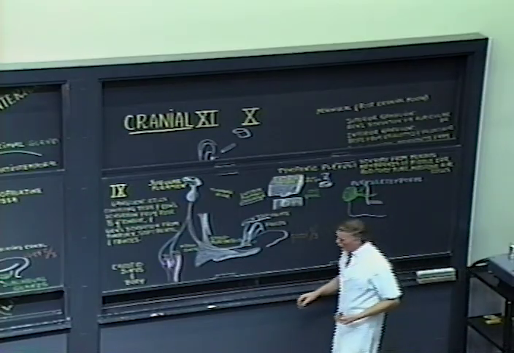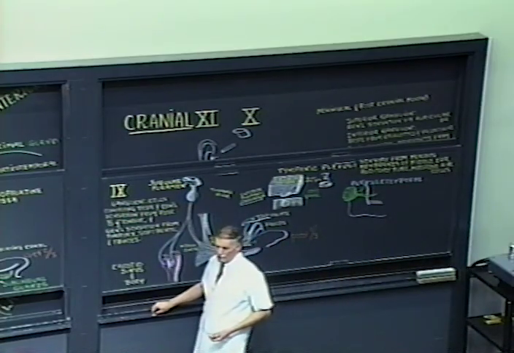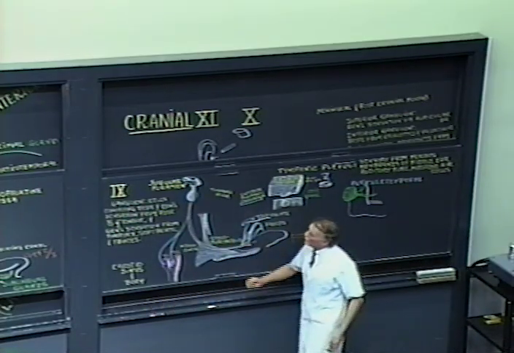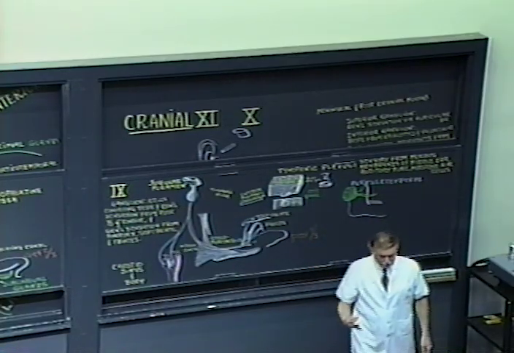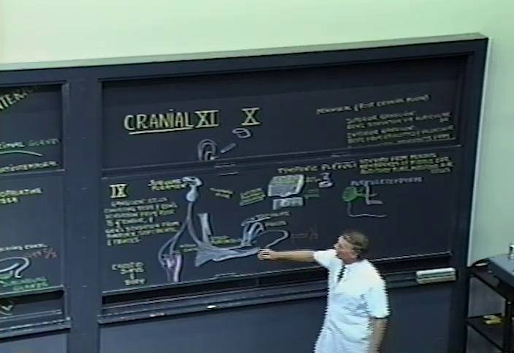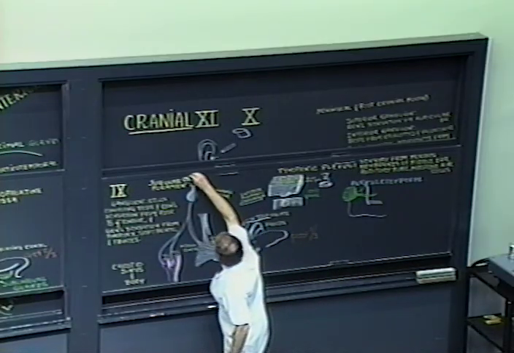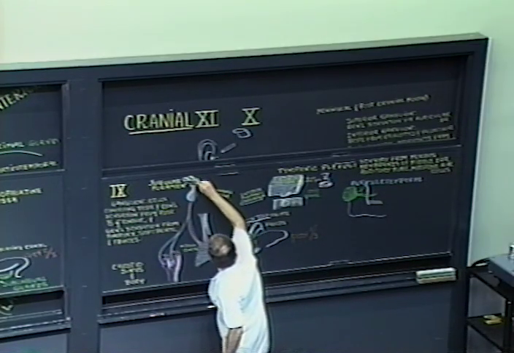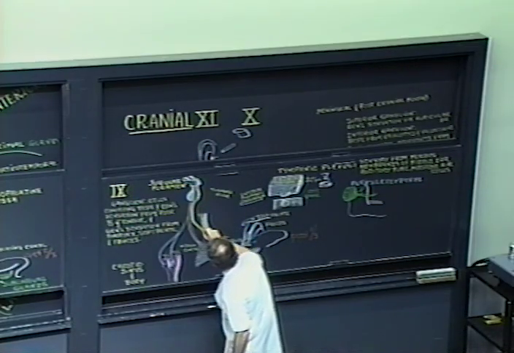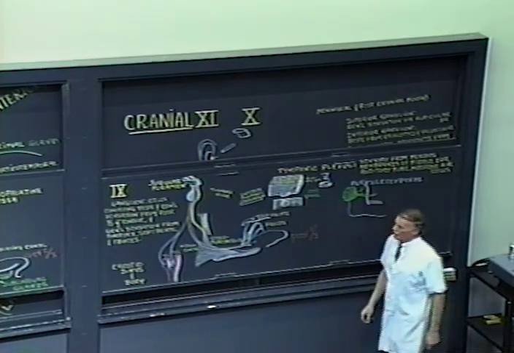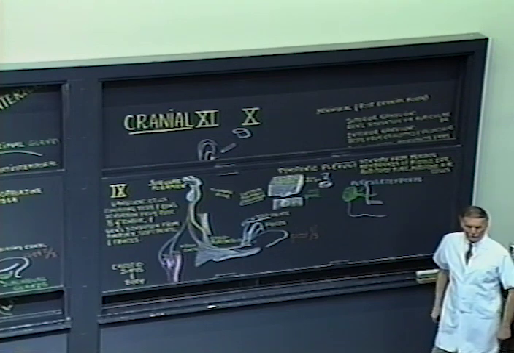There is only one small, seemingly inconsequential muscle that receives somatic innervation from glossopharyngeal, and that is stylopharyngeus.